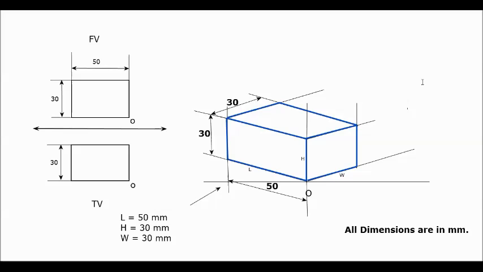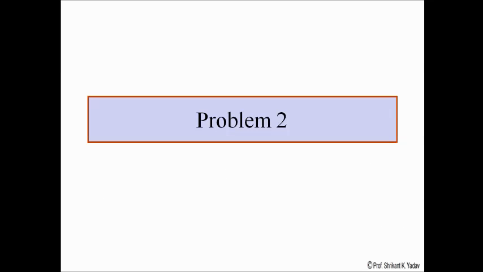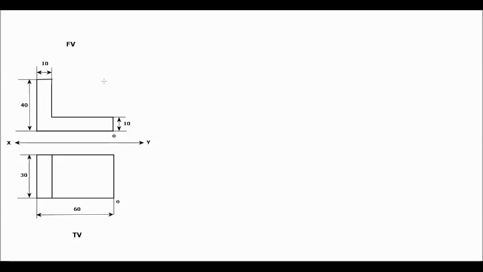So this completes our first object. Now we will see the second problem. In this example, the orthographic view of the object is given. We have to draw the isometric view of the object. As an orthographic view, the front view and top view of the object are given with all dimensions.